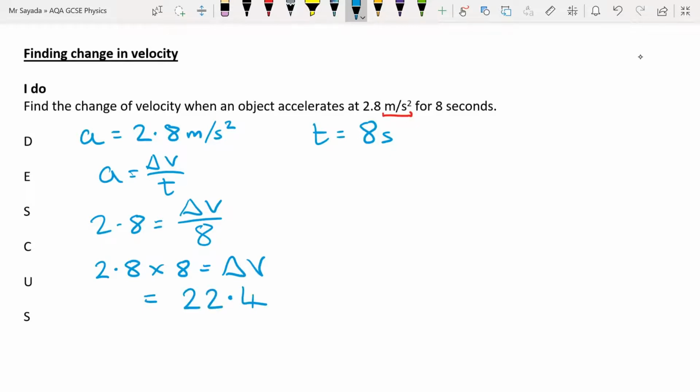Here I found a change in velocity, so the units are meters per second. So just to summarize, I wrote down the data, I wrote down the equation, I substituted my numbers in, and left change in velocity as just delta V, because I don't know what that is yet. I then rearranged the equation to solve to get my answer, 22.4 meters per second.